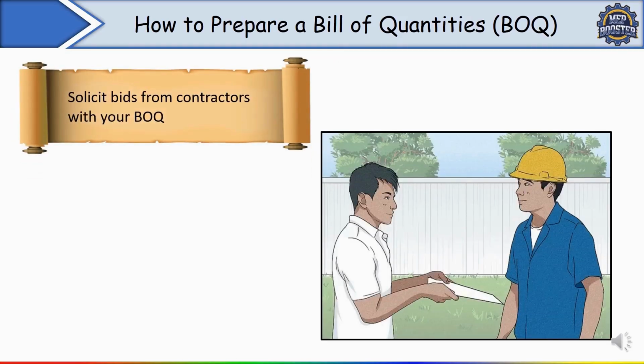Next is to solicit bids from contractors with your BOQ. So for that, if the contractor says they are interested and have the time to commit to your project, go ahead and forward them your BOQ. They will go through it and enter their estimate in the column for rate per unit and total cost. Okay.